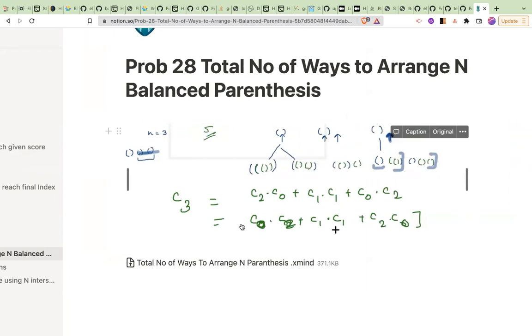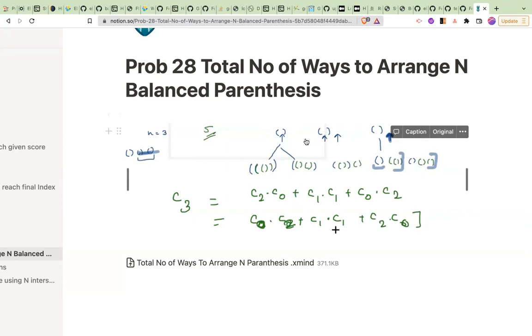Now let's understand how you can relate this with the Catalan number. From here, you're getting two sequences. From here, you're getting one. From here, you're getting two again. Does this make sense? How am I relating that?